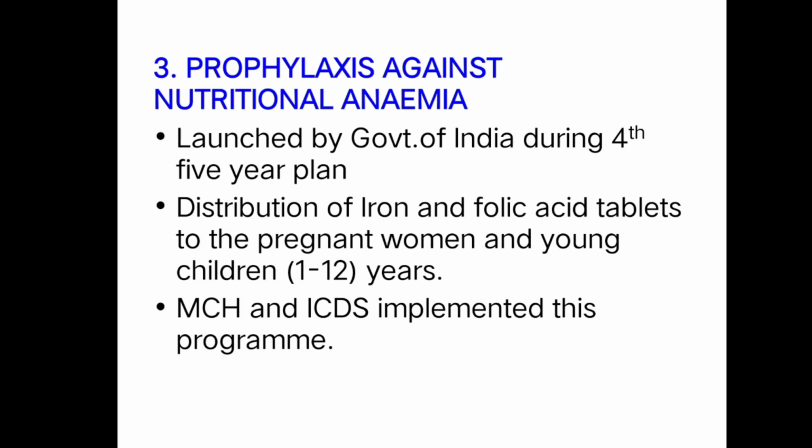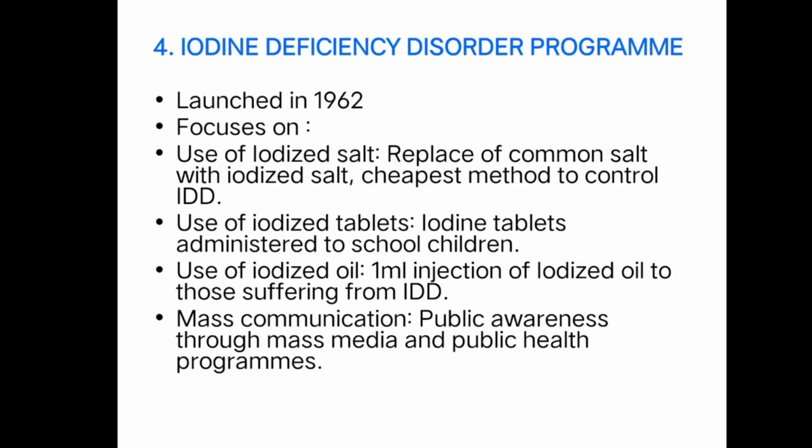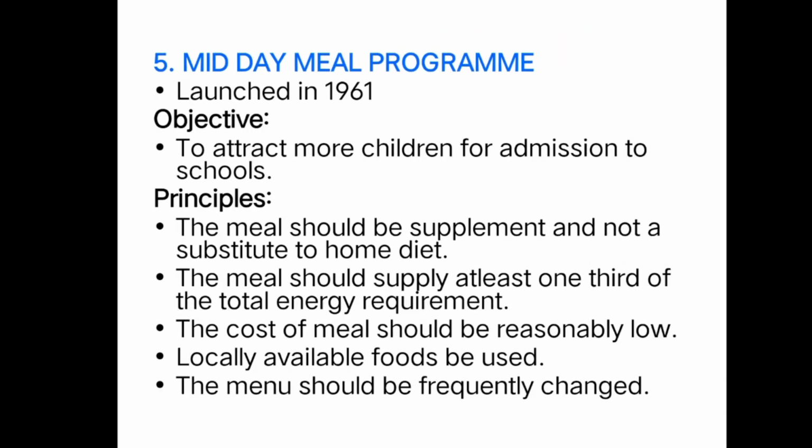Next is prophylaxis against nutritional anemia. It was launched by the Government of India during the 4th 5-year plan. It involves distribution of iron and folic acid tablets to pregnant women and young children between 1 to 12 years of age. Next is the iodine deficiency disorder program. In order to reduce iodine deficiency disorders, it was launched in 1962. The main focus is to replace common salt with iodized salt, and to use iodine in all kinds of food wherever it is possible. Also, a 1 ml injection of iodized oil is given to those suffering from iodine deficiency disorders.